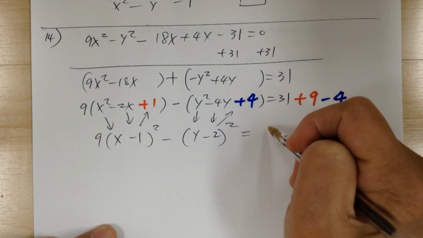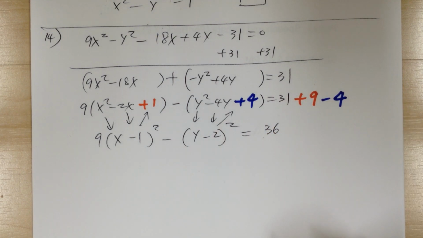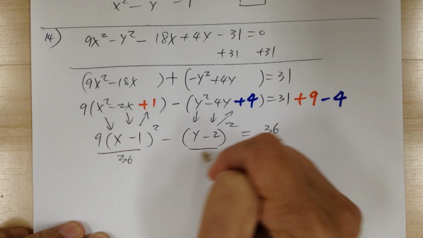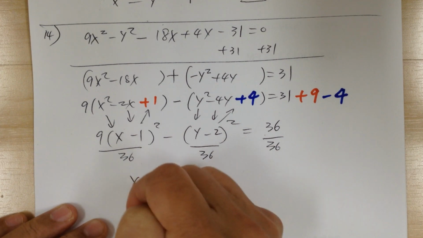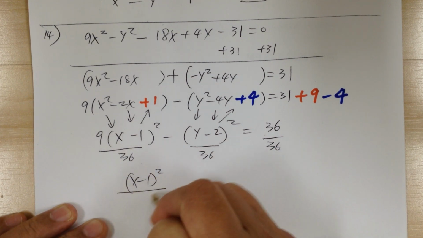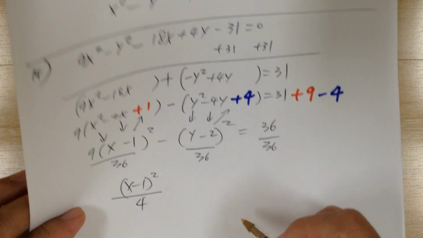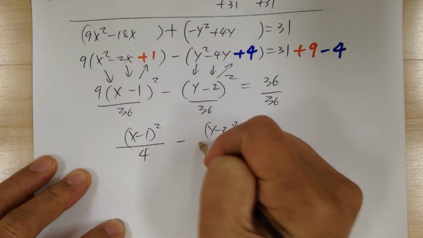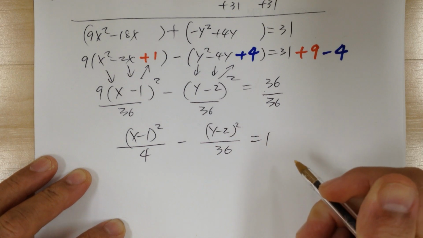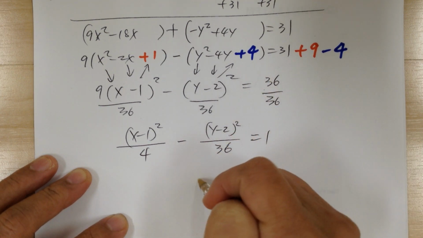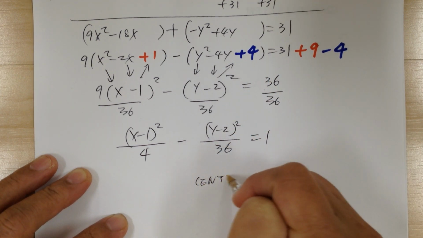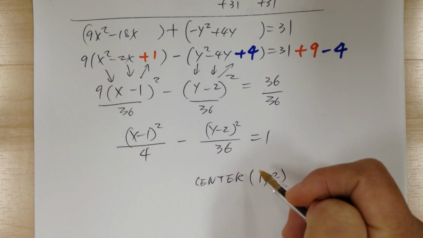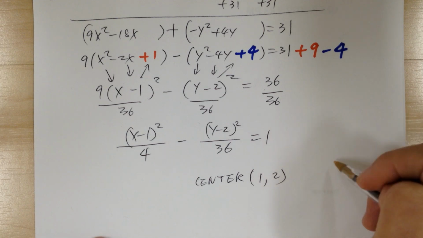Okay. So this will give you 36. Then after that you divide everything by 36. So you have x minus 1 squared over 4 minus y minus 2 squared over 36 equal to 1. So this is a hyperbola, and the center that it asks you for would be 1, 2. Okay, and look for the answer, so this would be answer A.